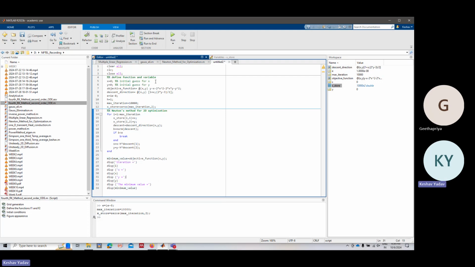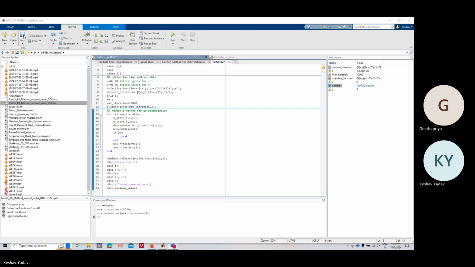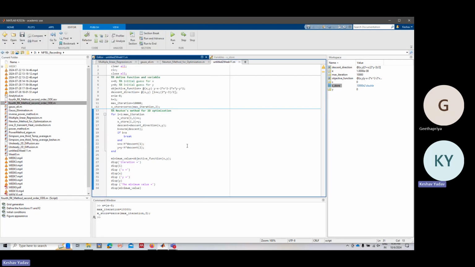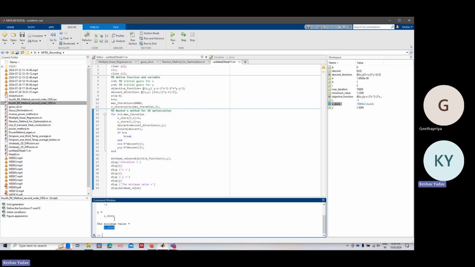Now, first I need to save this. Suppose I am saving it as week 11. Okay. Now I run it. So this is my minimum value.